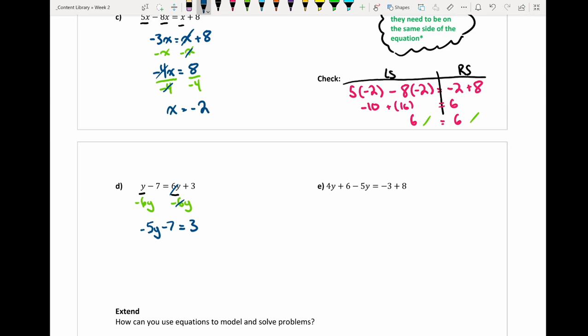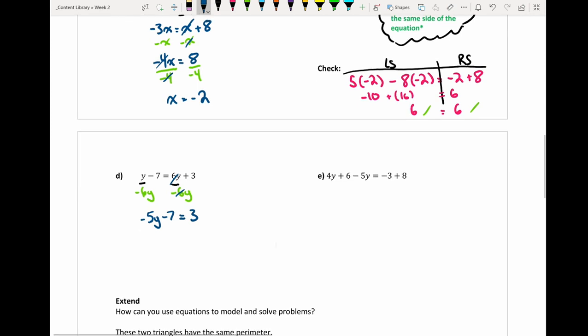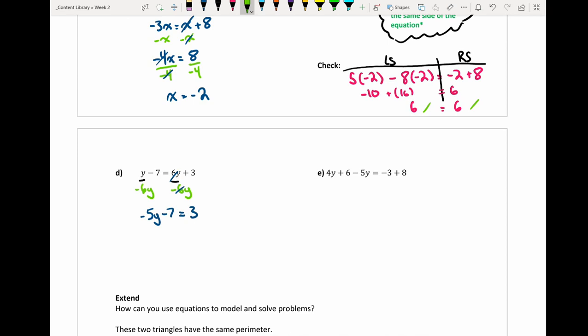Here now, I am down to a two-step equation. I'm starting with the subtracting first. So in order to cancel out minus 7, I add 7 to both sides. Negative 5y equals 10. Because those cancel out. To get rid of the negative 5, I'm going to divide by negative 5. I'm going to do it to both sides. It'll cancel out on one side. And then y equals negative 2.